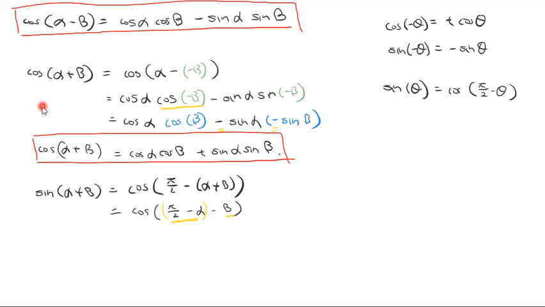Okay. And using the top formula, where you know it's cos alpha cos beta minus sine alpha sine beta, that means I'm going to get cosine of pi over 2 minus alpha times cosine of beta, minus sine of pi over 2 minus alpha times sine of beta.